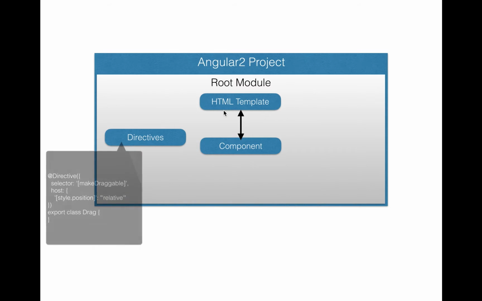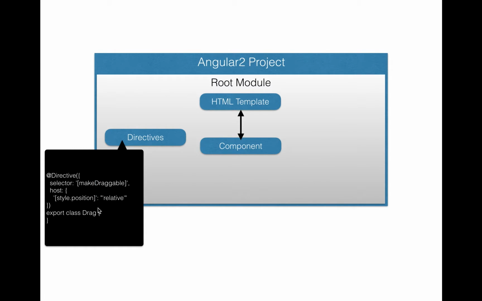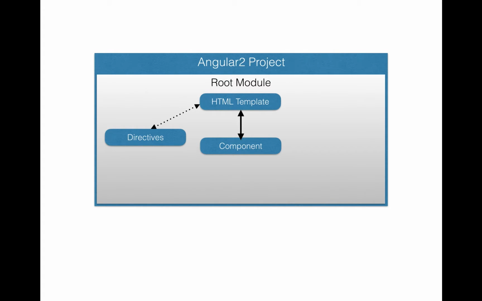Let's take a look at an example. Here, export class Drag. Drag is the name of the directive, and this class becomes a directive because we are decorating it with a decorator, @Directive, and @Directive can take a couple of parameters as input, selector and host in this scenario. Even though there is no direct relationship between a directive and an HTML template, a directive can always modify or transform the way the HTML looks, or how an HTML view can be used.